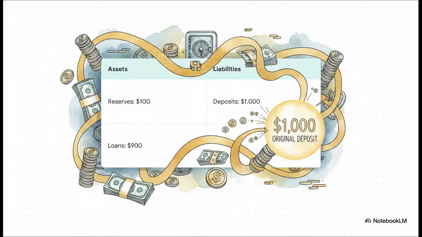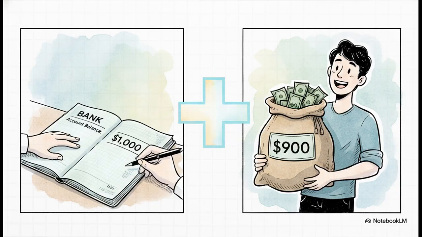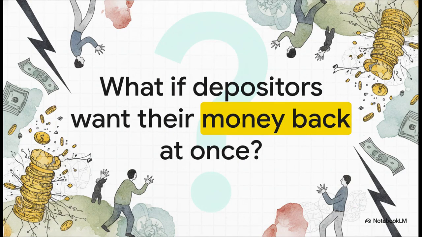And what's wild is, check the books, that original $1,000 deposit is still there. Now the borrower has $900, but the first person still has their $1,000. See? The money supply grew. The whole system is built on trust. But what happens if everyone wants their money back at once?